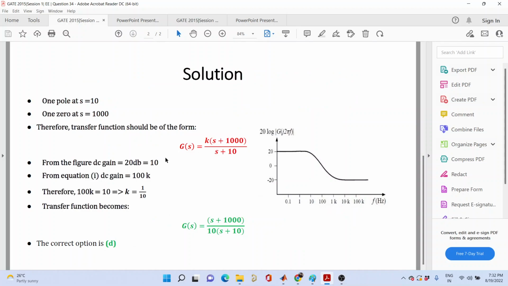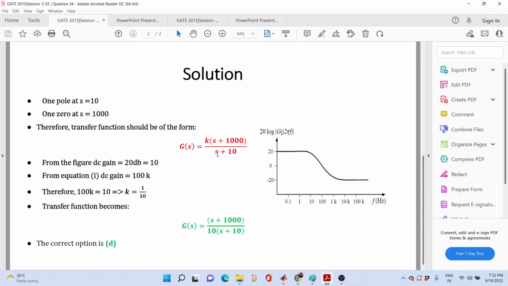Yes, we can write 20 minus 0 upon log of 100 minus log of 10, minus of the entire thing. Correct. Absolutely. So somebody was asking me about DC gain. Once you have the transfer function like this, you put s equal to 0, because s contains the frequency term. If you put s equal to 0, that will give you the DC gain.